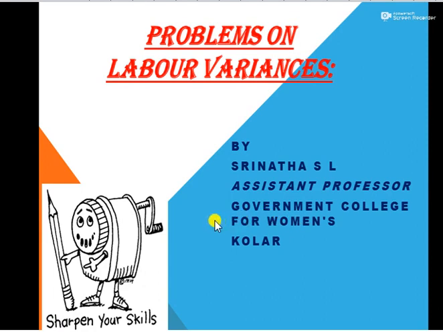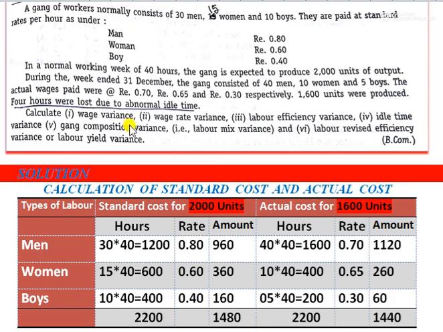In last session we discussed some problems on labor variances, and in this session we are also going to discuss some tough problems on labor variances. In this problem, a gang of workers normally consists of 30 men, 15 women, 10 boys. They are paid at standard rate per hour as under: men 0.80, women 0.60, boys 0.40. In a normal working week of 40 hours, the gang is expected to produce 2000 units of output.